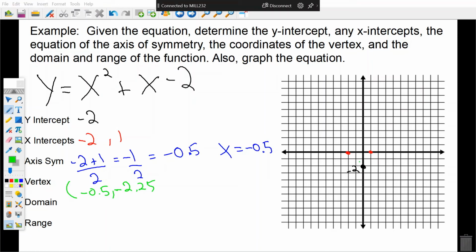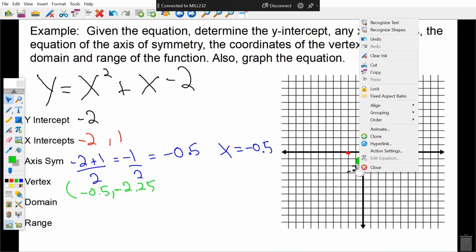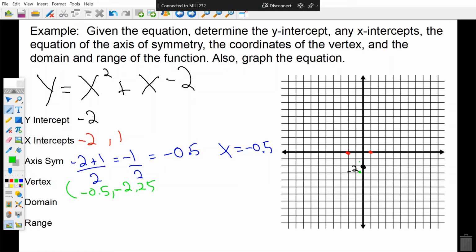So now we can plot our point. Negative 0.5 for the x, negative 2.25 for the y. Right there. And now all we have to do is connect our dots, okay? Now, the graph won't look perfect, right? Just because of some of the decimals and stuff. That's okay. I start at my vertex, and I'm going to connect my dots on the right and my dots on the left, going up, little arrows, and I'm done.